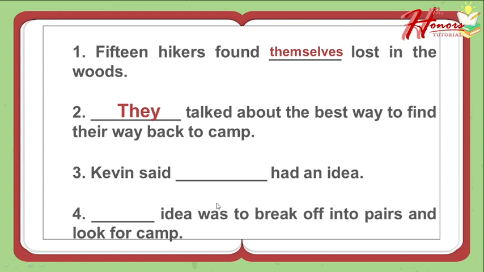Next, number 3. Kevin said blank had an idea. So what is your answer? Okay, very good. The correct answer is he, because of the word Kevin. Next, number 4. Blank idea was to break off into pairs and look for camp. What's your answer? Okay, very good. The correct answer is his, because again, it is referring back to the antecedent, who is Kevin.